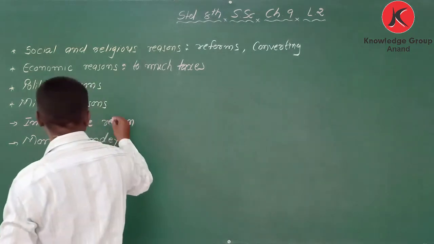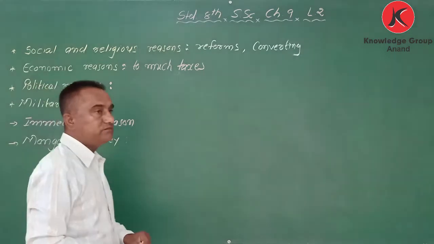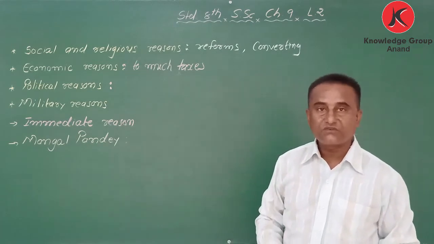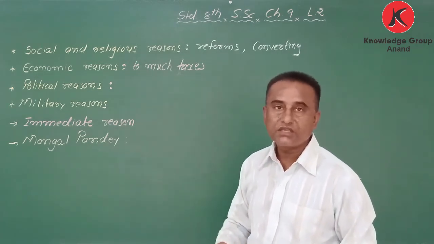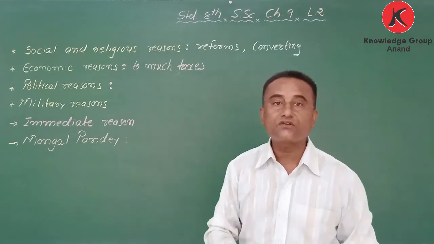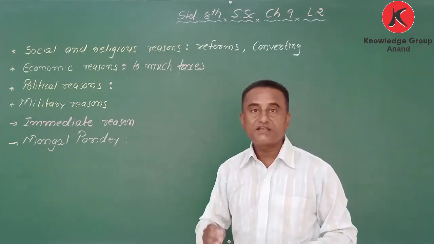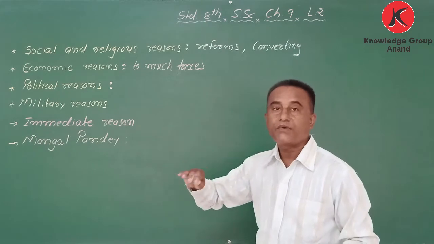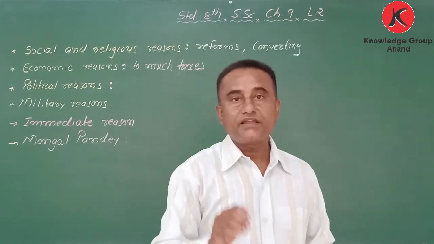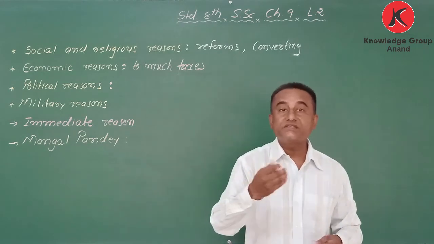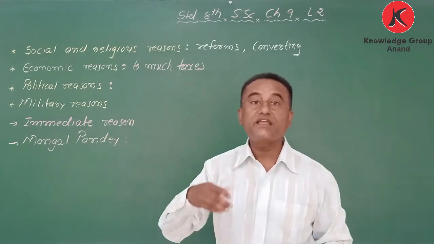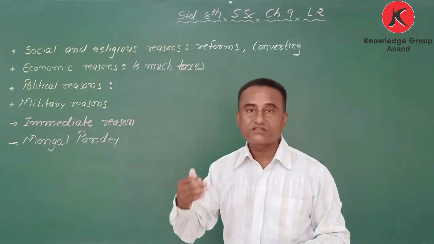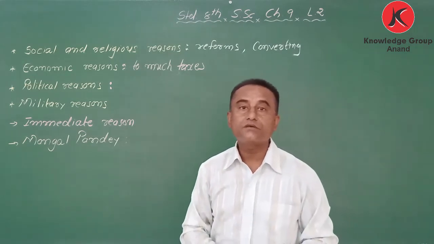One more thing is the political reason. My dear student, when the subsidiary alliance policy was introduced, the Britishers were interfering in the matters of the kingdoms. As a result, the kings became lazy. By interfering in the matter, the Britishers were always thinking about their own happiness and pleasure. As a result, some kings went against the Britishers and joined the revolt.